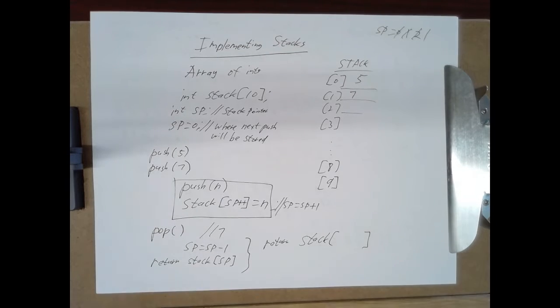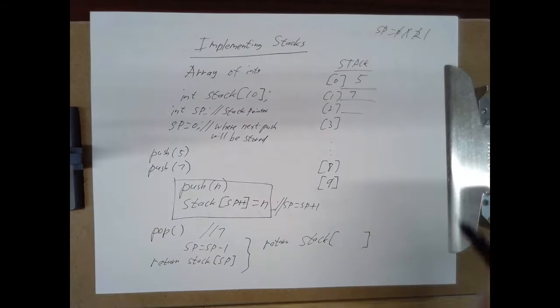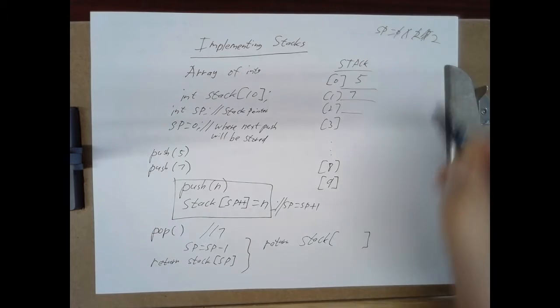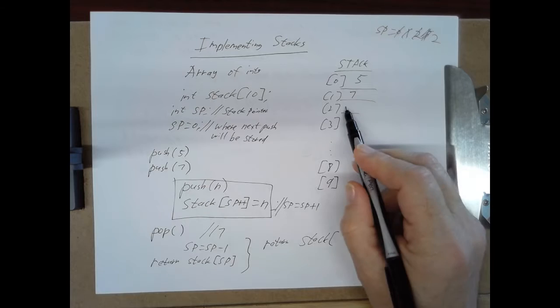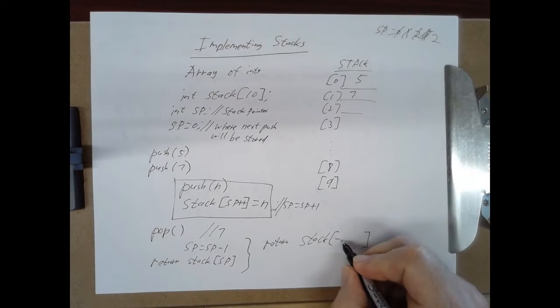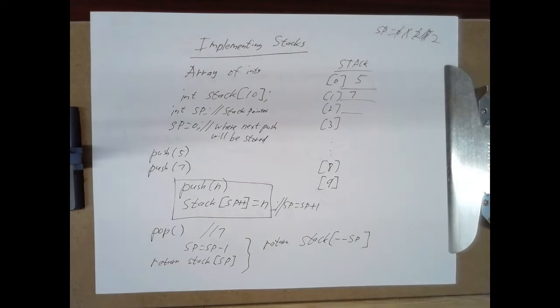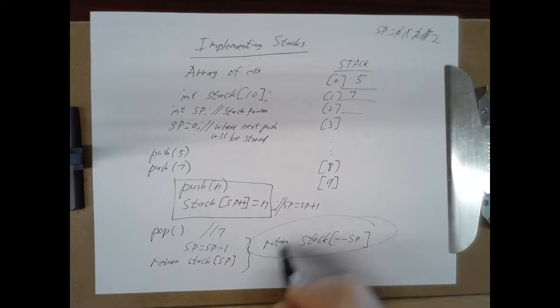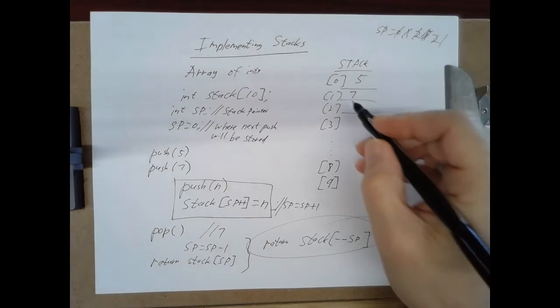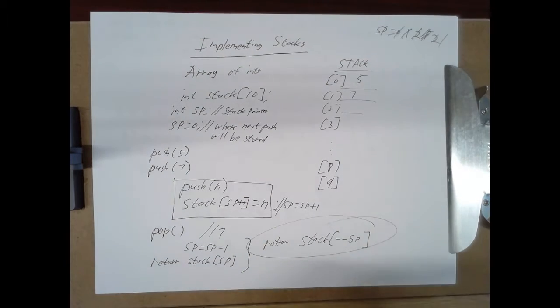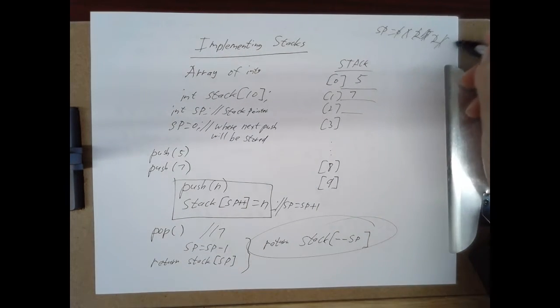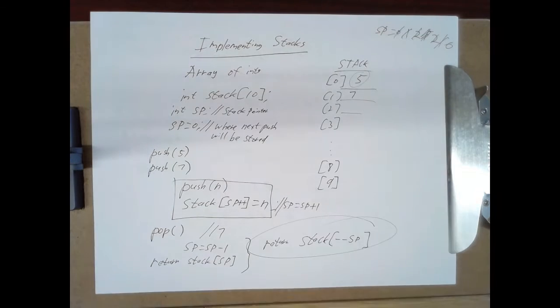If we do SP minus minus, the stack pointer will get decremented, but if our stack was, let's go back to where it was, 2, it would actually return the element at index 2. So yeah, we need minus minus SP, as you said. So pre-decrement, post-increment. So that's exactly how we can do a stack pop. Decrement the stack pointer and return the 7. And if we say pop again, this will decrement the stack pointer and return, in this case, 5.